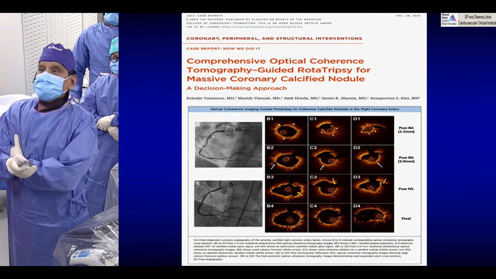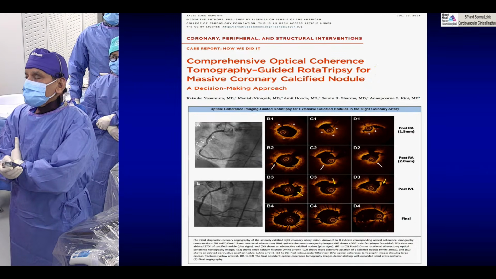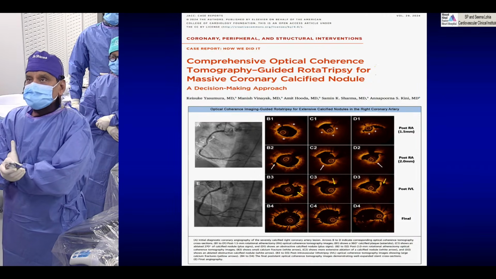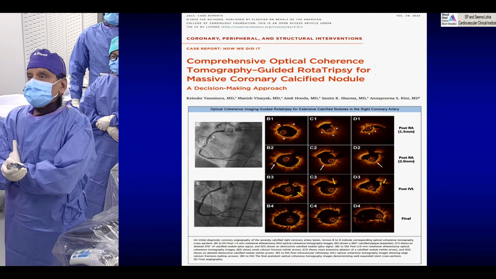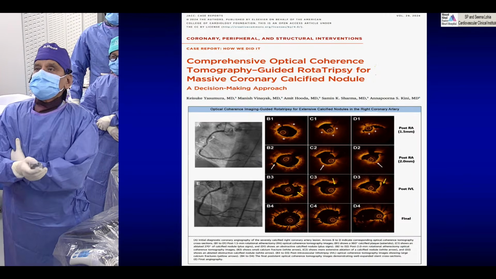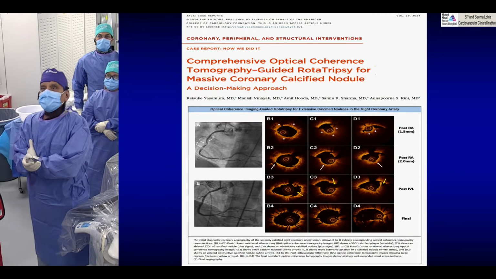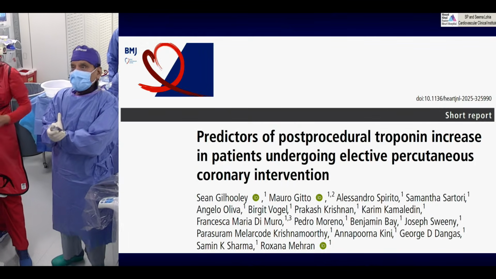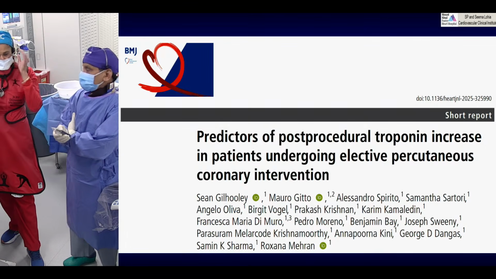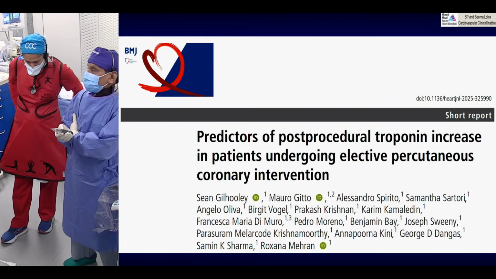Okay, can we define what is massive? Yeah, it's not formally defined, but you can see an arc of more than 90 degrees. So you have what is called a calcium plate, and then your nodule is more than a 90-degree arc. That we call massive. Beautiful, and it's rare to find massive. Yeah, usually nodules are smaller than 90 degrees, barely 20 or 30 degrees.